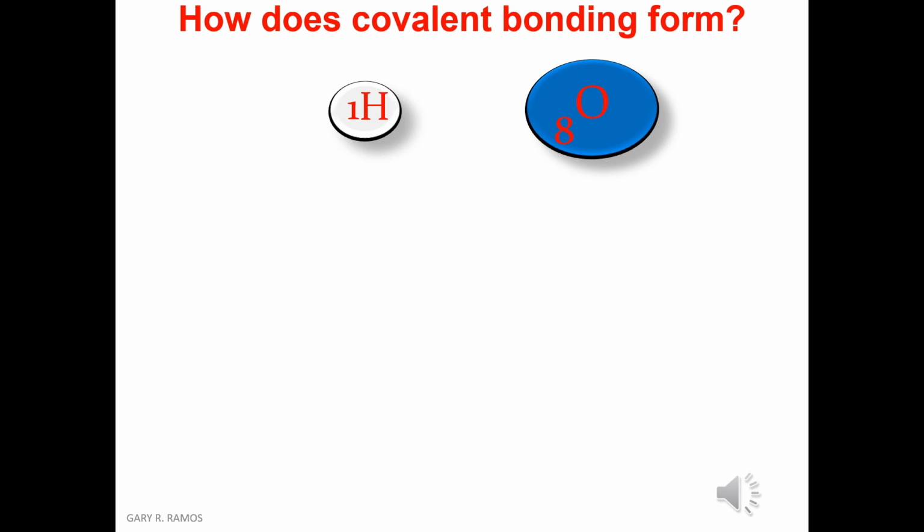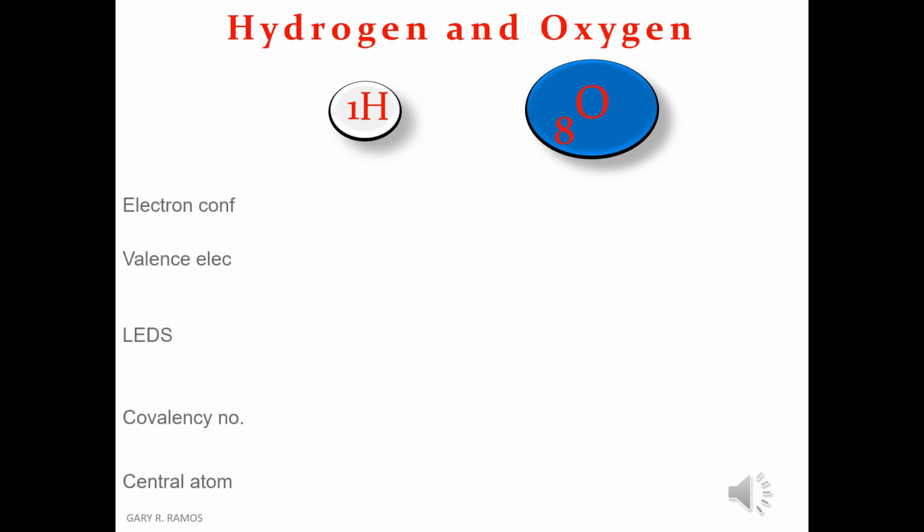How does covalent bonding form? Let us take the example of hydrogen and oxygen. In this example, we're going to solve for the electron configuration, valence electron, Lewis electron dot structure, covalency number, and the central atom.